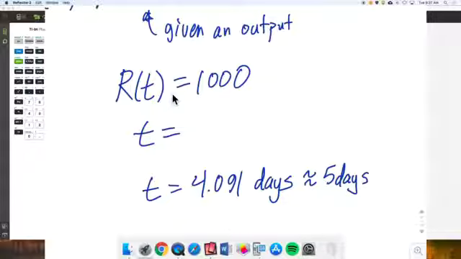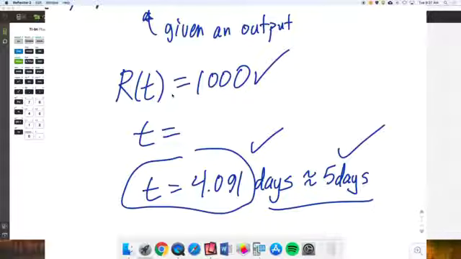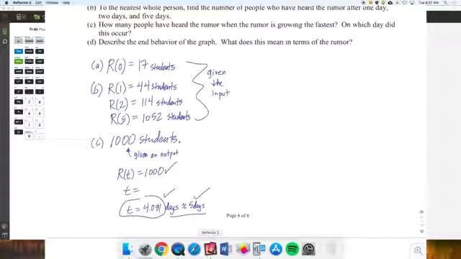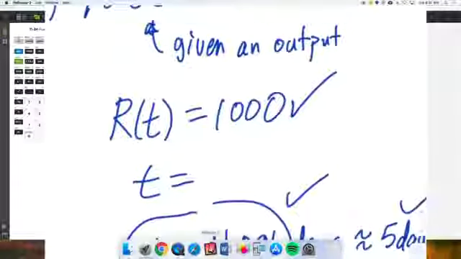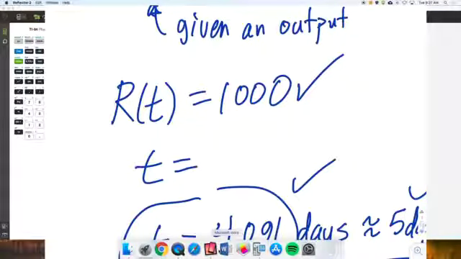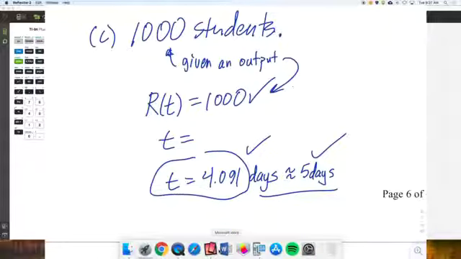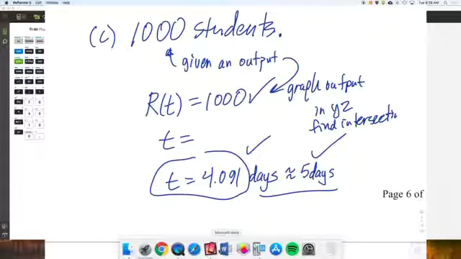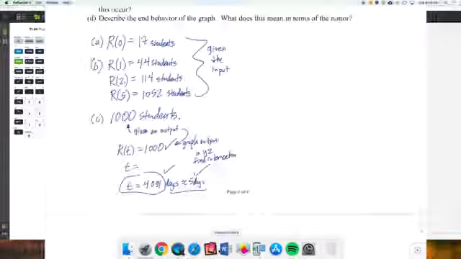You see how we're doing it? We're setting this up. This is going to get a check, and then you're going to get a check for your answer, and then with the units, possibly. Pretty easy. All right, so now there's one last one to go. By the way, this works for any time. If I say, on what day did 1,500 people find out, you just say R of t equals 1,500, graph it, see where it intersects. So when you're given an output, you're going to graph the output in Y2 and then find the intersection. Second trace number 5. Yeah.